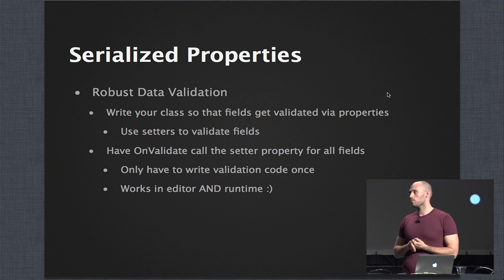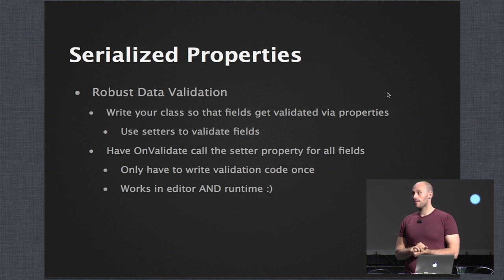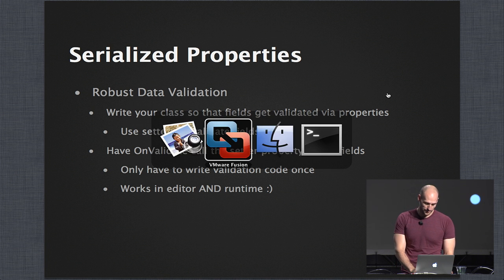But this also falls a little bit apart at runtime, because OnValidate doesn't get called at runtime. You can't be sure that your data is going to maintain the rules that you've set out for it. So the next step is extending the model so that your classes have getter and setter properties and also validation within these. Then have the OnValidate function call the setter for these fields. This means you only have to write your validation code once, and it will work in both the editor and the runtime.